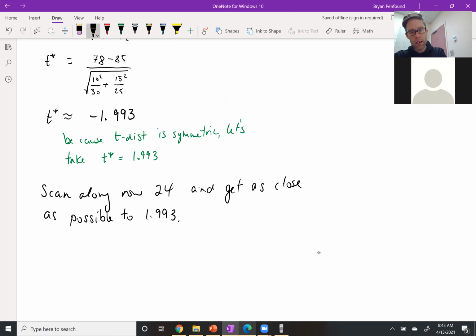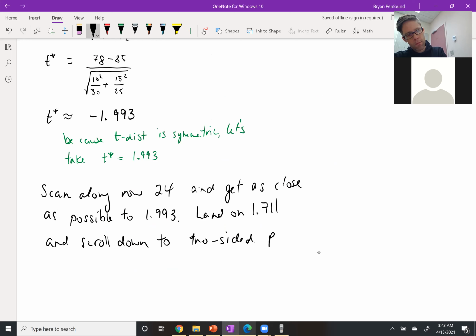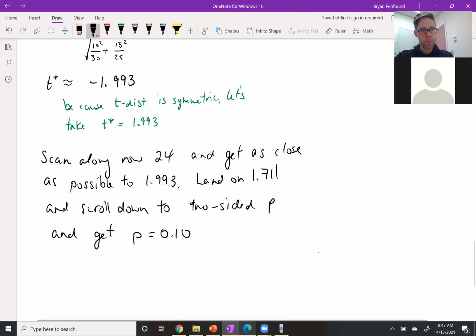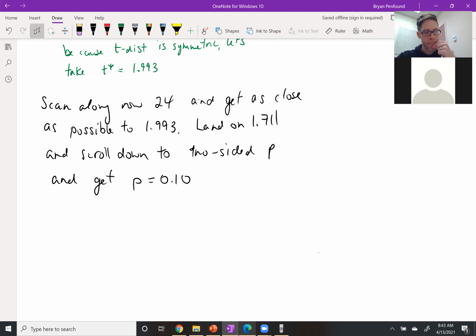So what do we land on? 1.711, and scroll down to our two-sided P, and get 10%. So we're going to utilize this probability number to try to figure out what's happening.